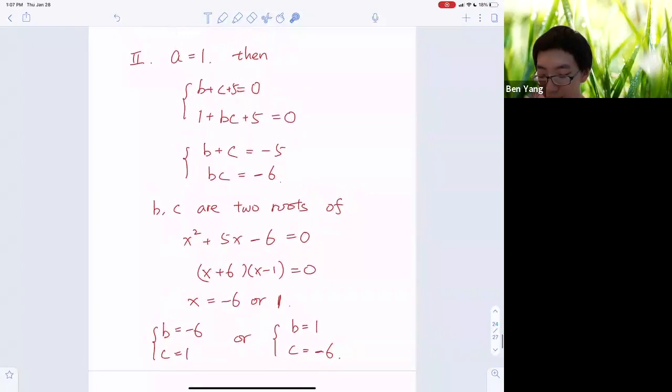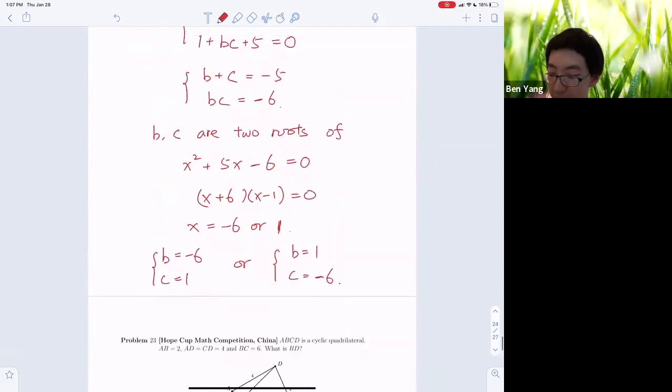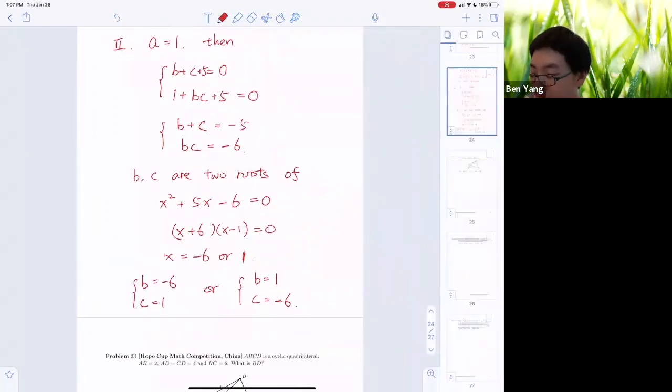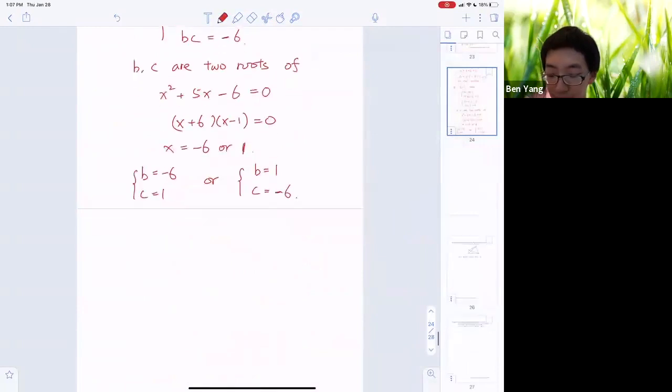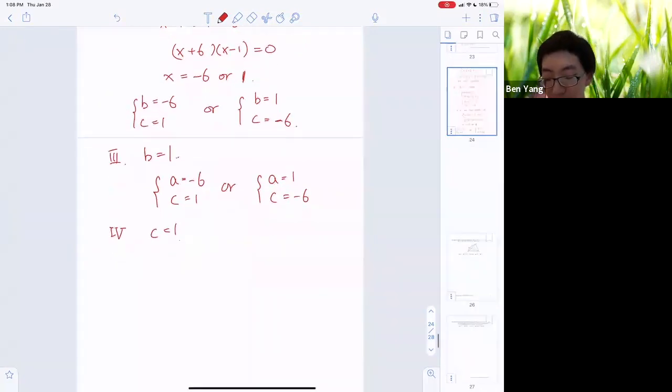Okay, so this is the case where A is equal to 1. Similarly, we can have another case where B is equal to 1. Then everything is the same. We're going to get A is equal to negative 6, C is equal to 1, or A is equal to 1, C is equal to negative 6. And similarly for the last case, when C is equal to 1, we're going to get A is equal to negative 6, B is equal to 1, or A is equal to 1, B is equal to negative 6.